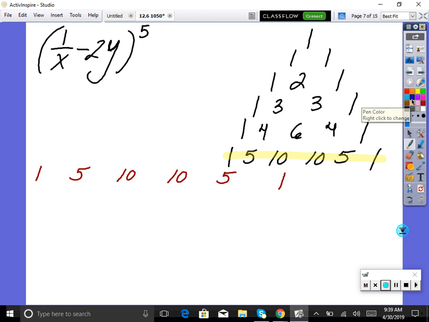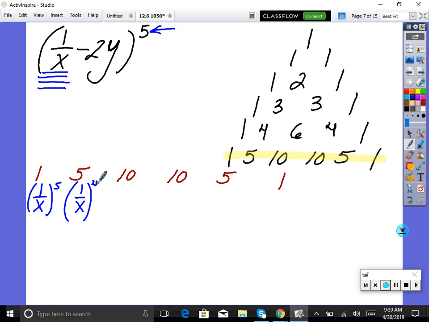So now we'll take our front thing, which is this, and don't we start at the highest degree? So we have 1 over x to the 5th, 1 over x to the 4th, and so on.